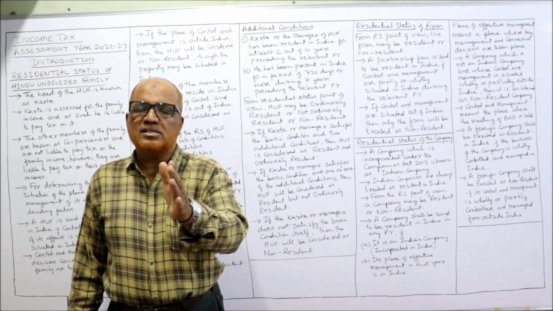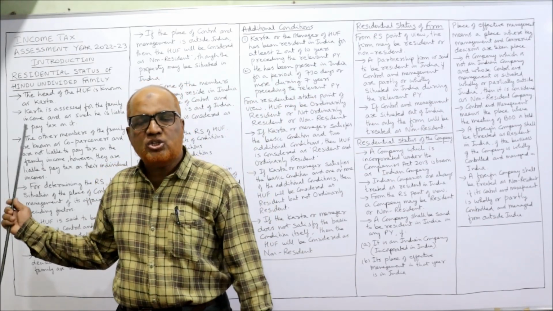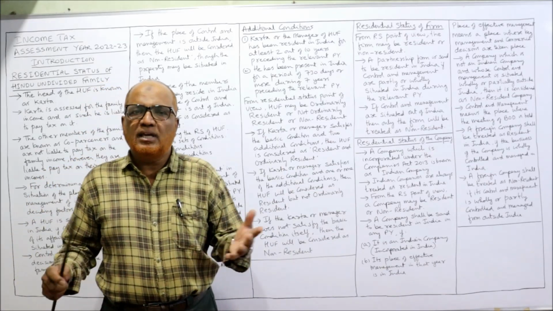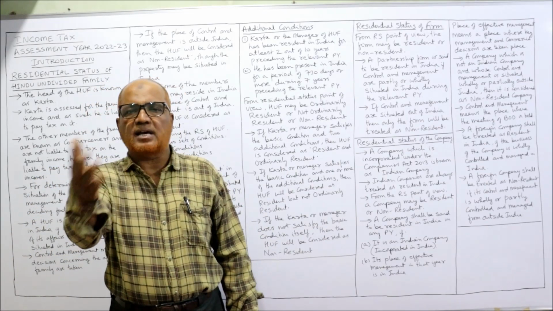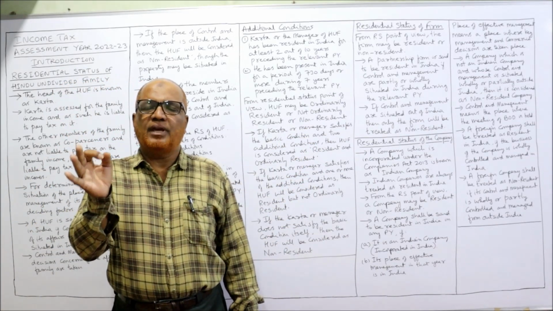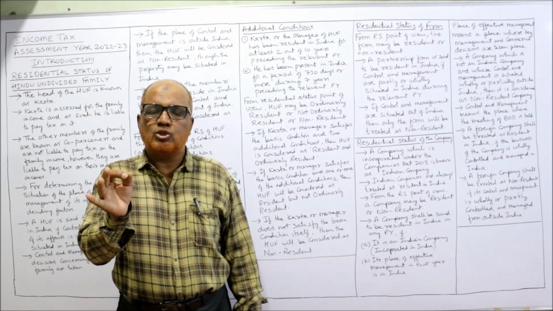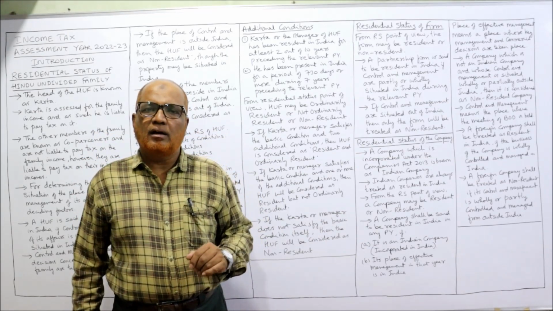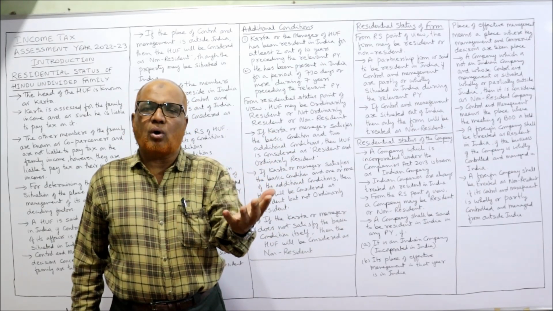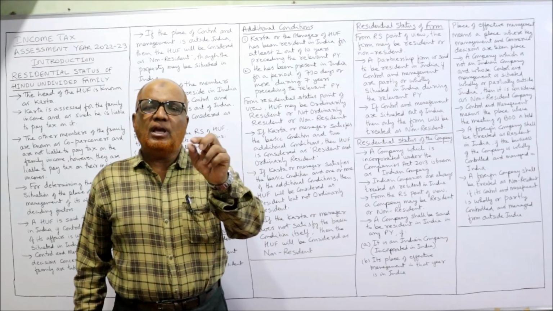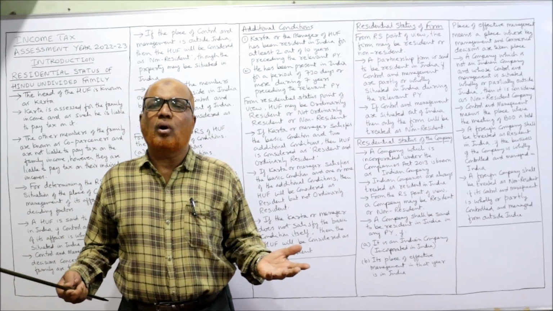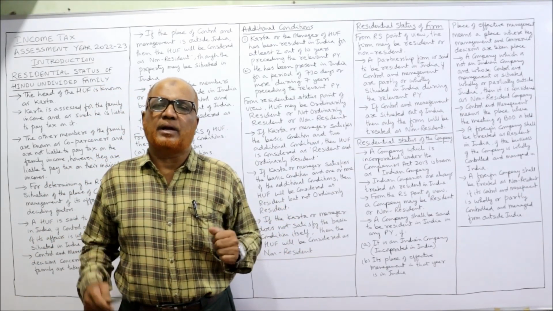These 3 types of residential status will be there only for individual and HUF. For partnership firm, company, association of persons, every other person, we have only 2 categories, that is resident and non-resident. That's all. So in a partnership firm, if the control and management is wholly in India or partly in India and partly outside India, then the partnership firm is called a resident partnership. If the control and management is completely outside India, then the partnership firm will be called a non-resident partnership firm.